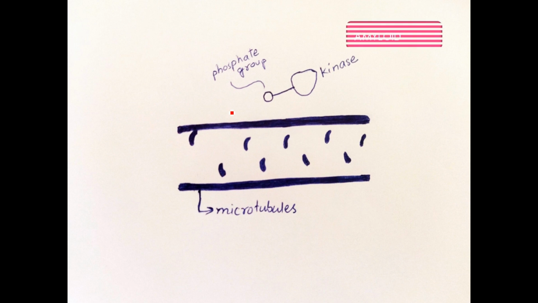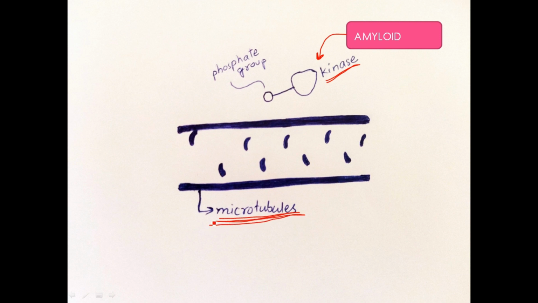So here comes the most important part. The amyloid, which is extracellular, the plaques of amyloid give a positive feedback to the kinase enzyme inside the neuron. Here are the microtubules. As we know, the neurons have microtubules, neurofibrils. These microtubules contain proteins called the tau proteins. So here's the tau protein. These are the tau proteins.